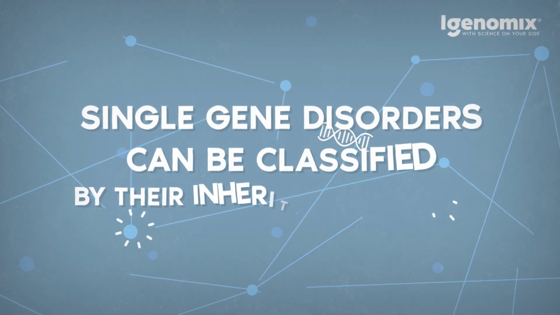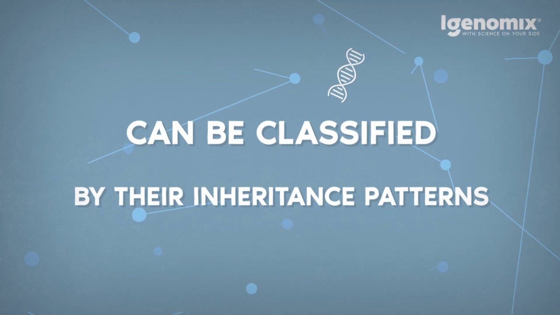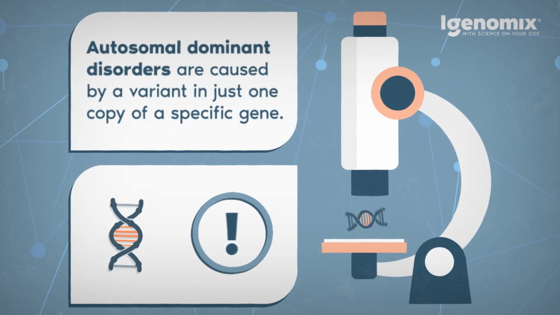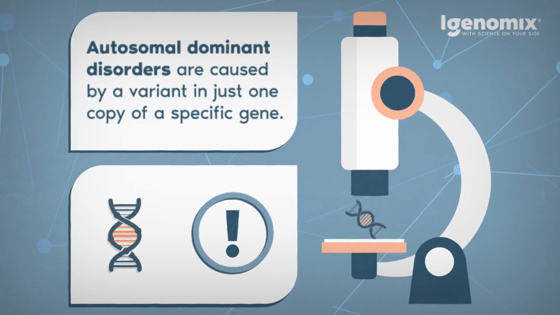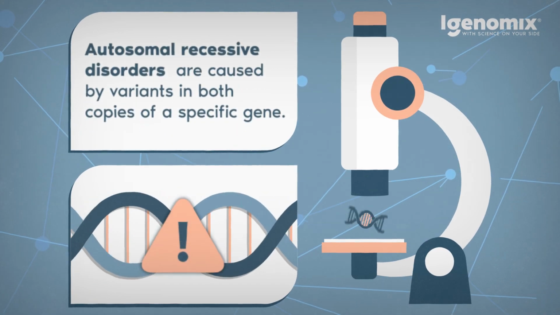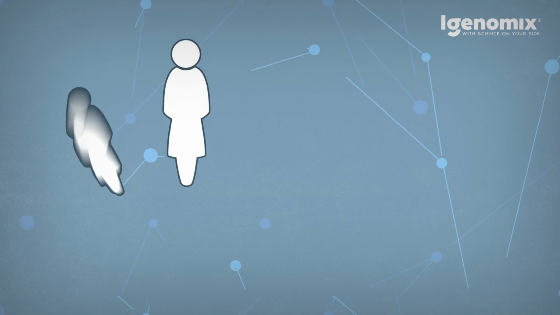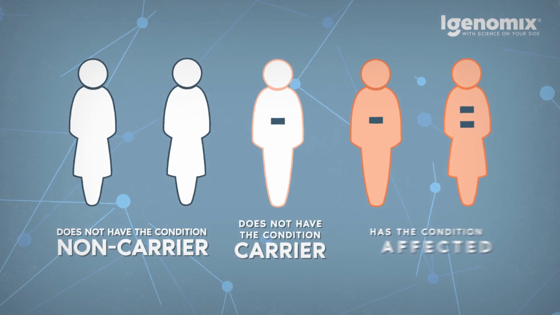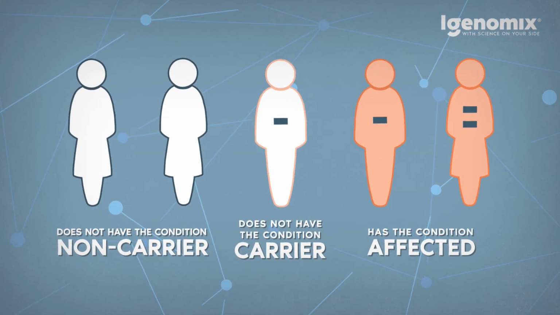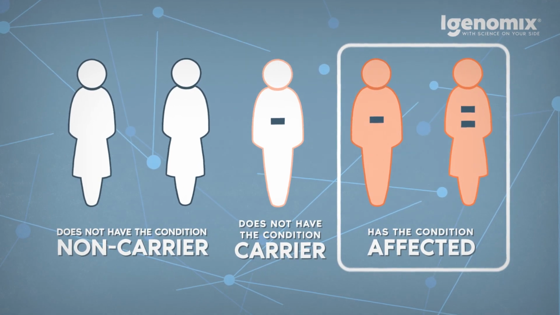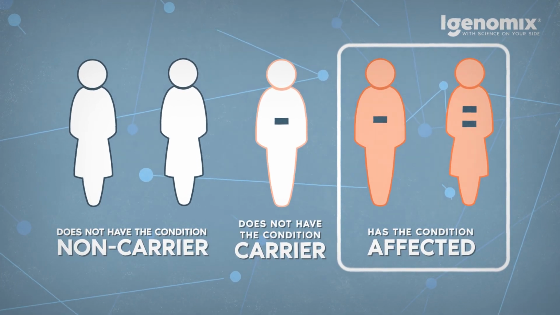Single gene disorders can be classified by their inheritance patterns. Autosomal dominant disorders are caused by a variant in just one copy of a specific gene. Autosomal recessive disorders are caused by variants in both copies of a specific gene. Below you can see that an individual who carries one variant for a recessive disorder is called a carrier, while an individual with 2 variants will be at risk to develop the specific disorder.